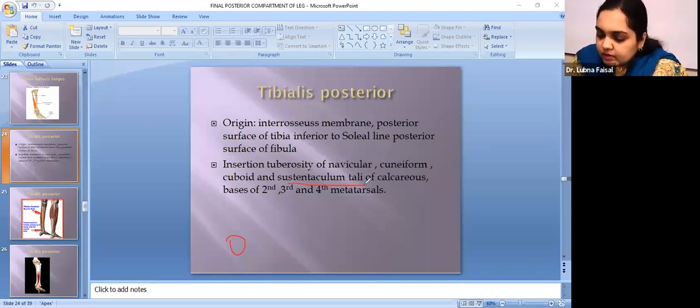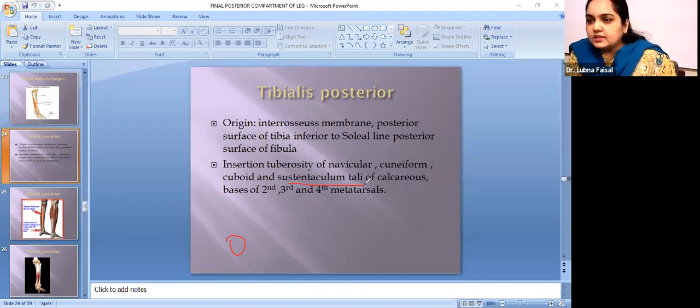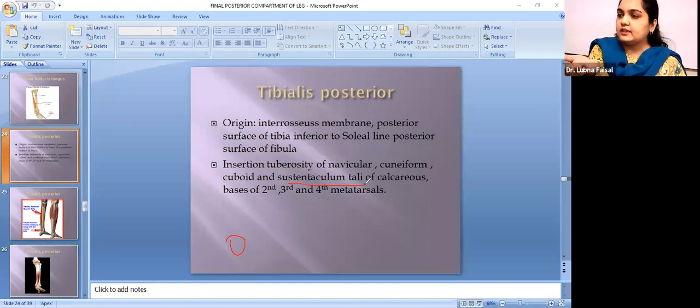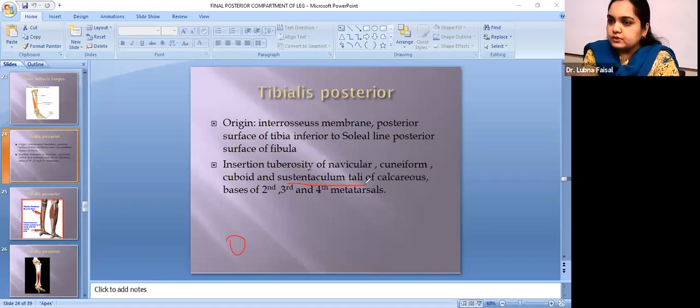Sustentaculum tali, when you cover the osteology of the foot, is simply a shelf-like structure present on the anterior medial surface of the calcaneum. This is the calcaneum bone. Anterior medially there is a small shelf with a groove, which gives the attachment, the insertion, of the tibialis posterior muscle. Sustentaculum tali of the calcaneum.